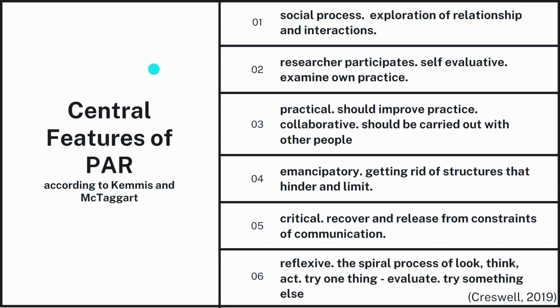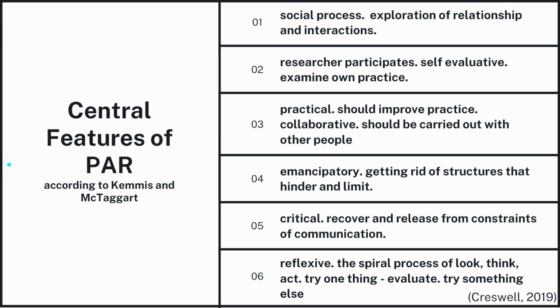Number two, the researcher participates. They evaluate their own practice and examine ways to improve. An example could be, how does using vertical non-permanent surfaces affect understanding in my mathematics classroom? Number three, it's practical. There should be an improvement upon practice, and it should occur with some other people. For example, a study of cross-grade reading groups to target reading interventions within grades 4 to 6.